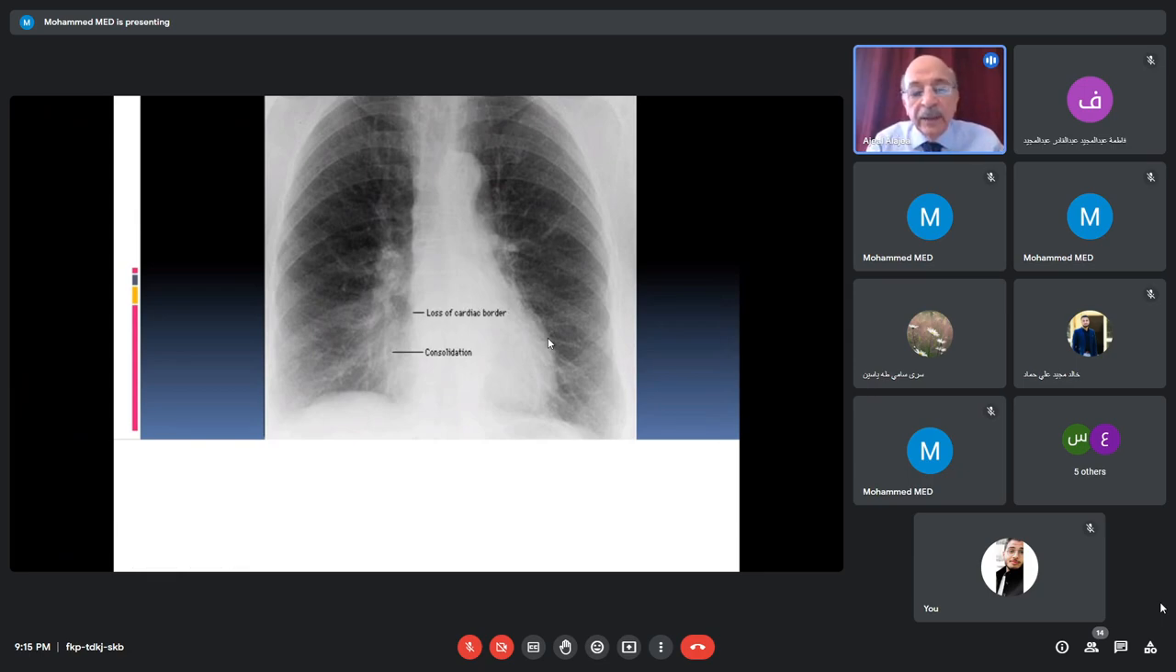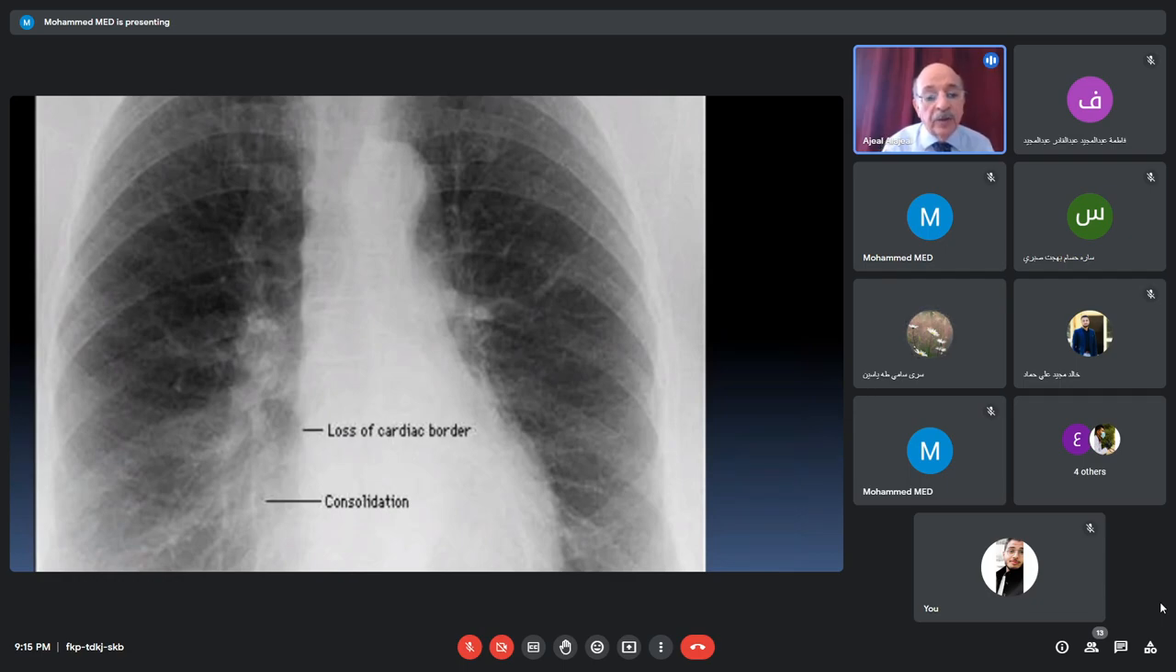Before discussing this slide, I want to remind you about the gross anatomy of the lung. The right lung has three lobes in it. Anterior, superior lobe, and the superior happens to be anterior as well. And then there is inferior, and the inferior is posterior as well. And a middle lobe, the middle lobe covers the border of the heart. This is important to remember.